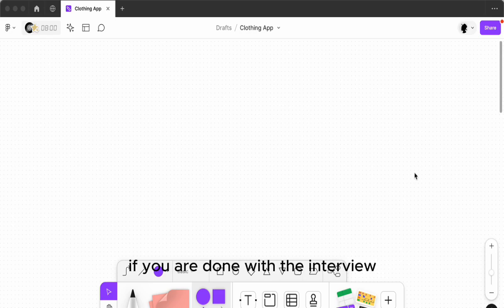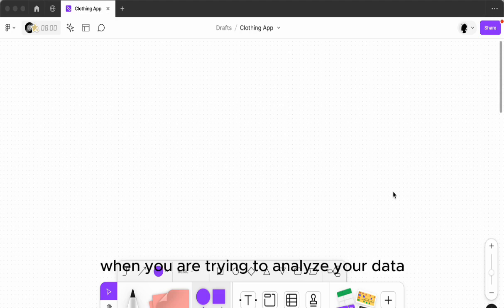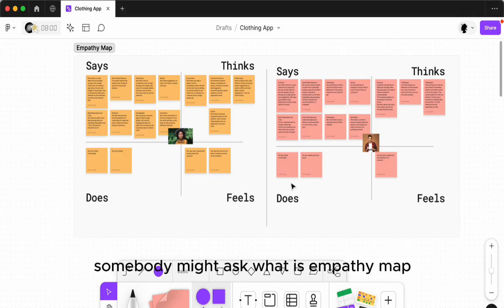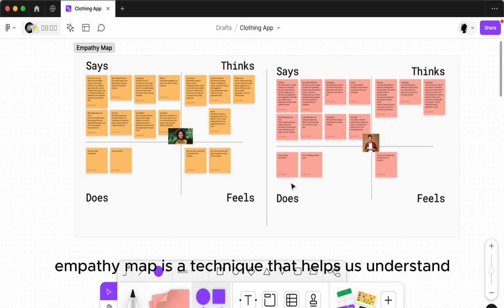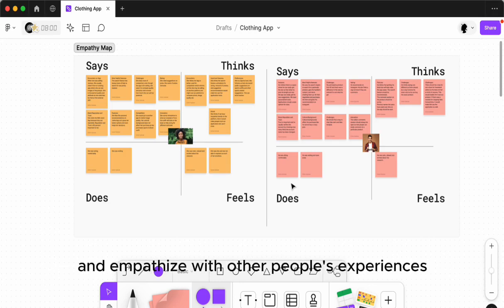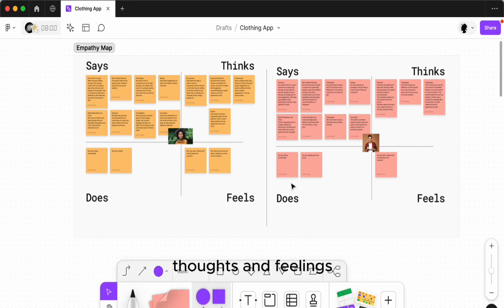If you are done with the interview, the next step is for you to start analyzing what you have written down in the interview. Now, one of the major start points that you want to consider when you are trying to analyze your data is creating your empathy map. Somebody might ask, what is empathy map? Empathy map is a technique that helps us understand and empathize with other people's experiences, thoughts, and feelings.